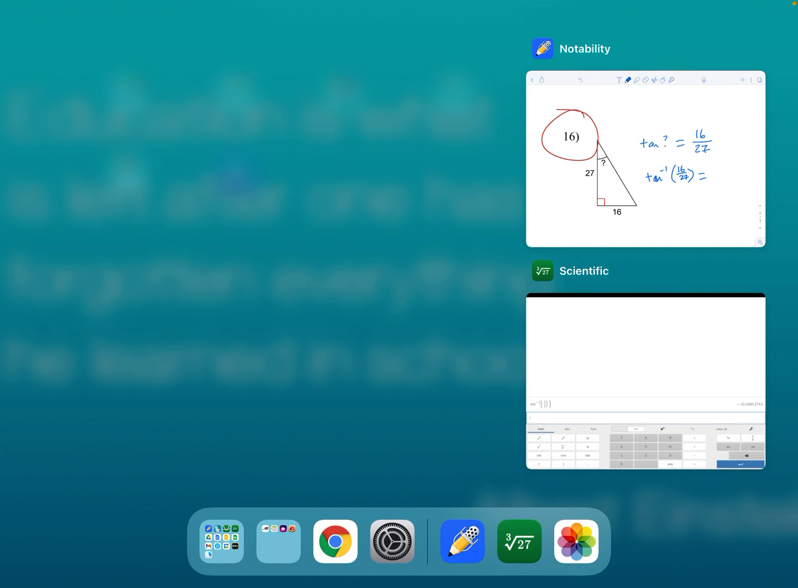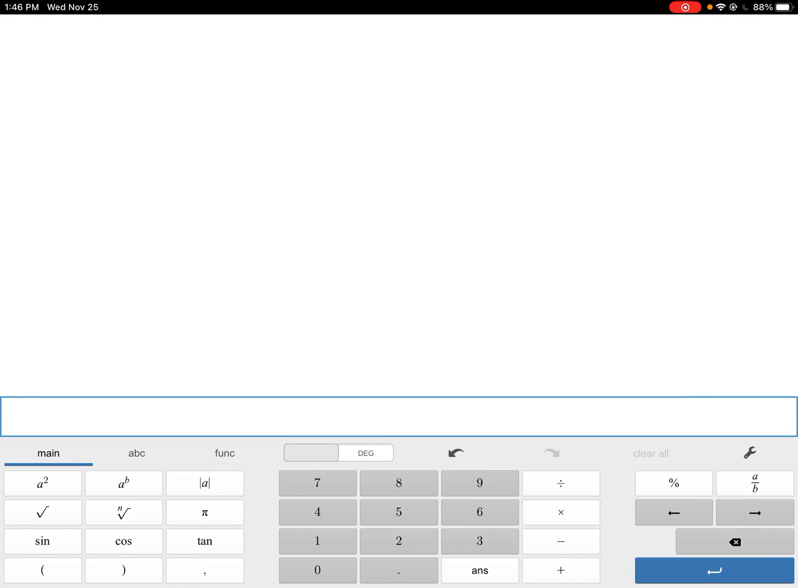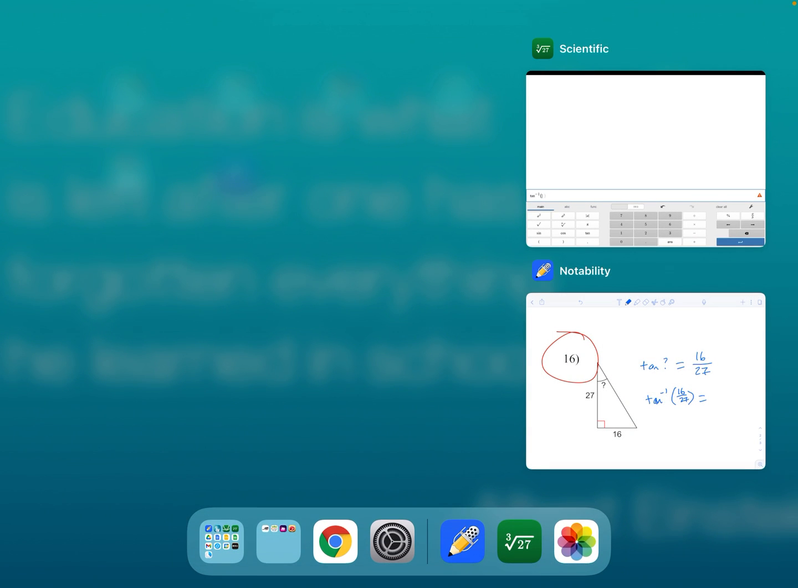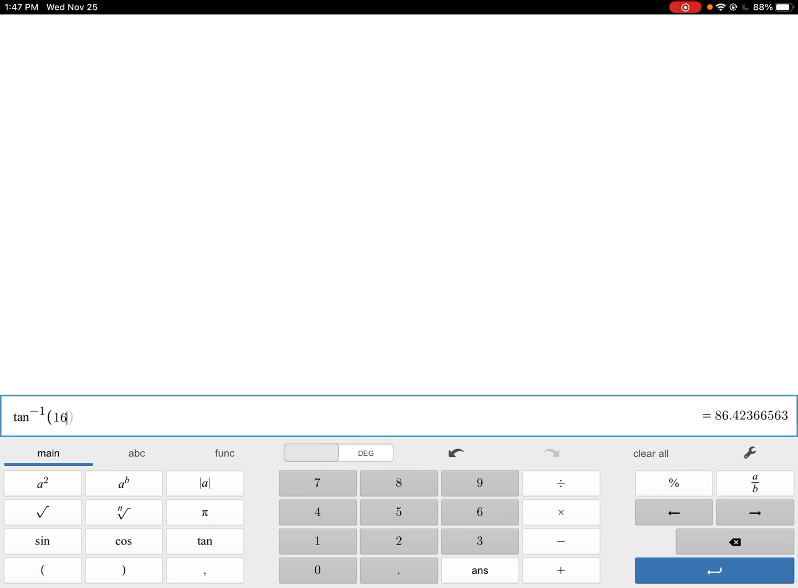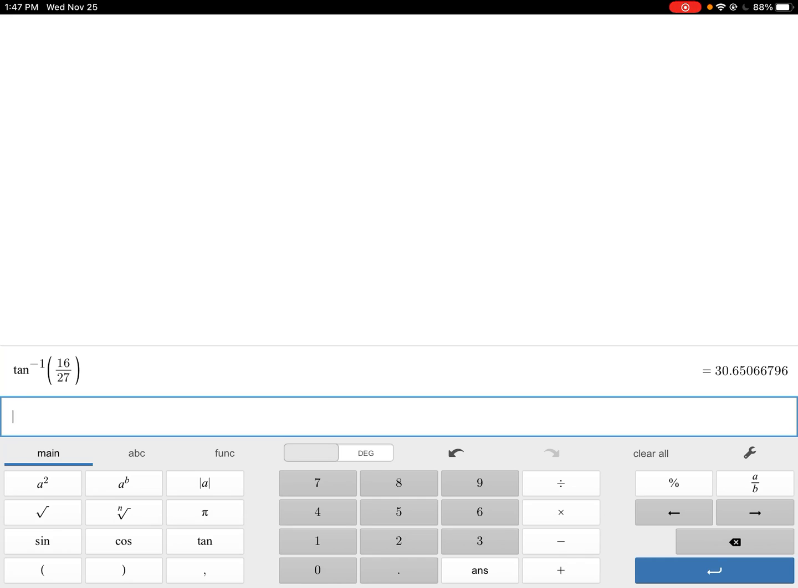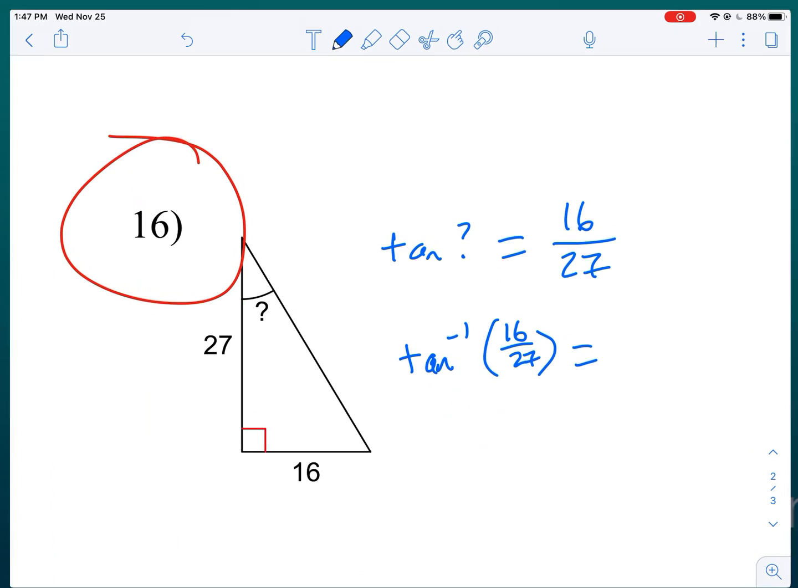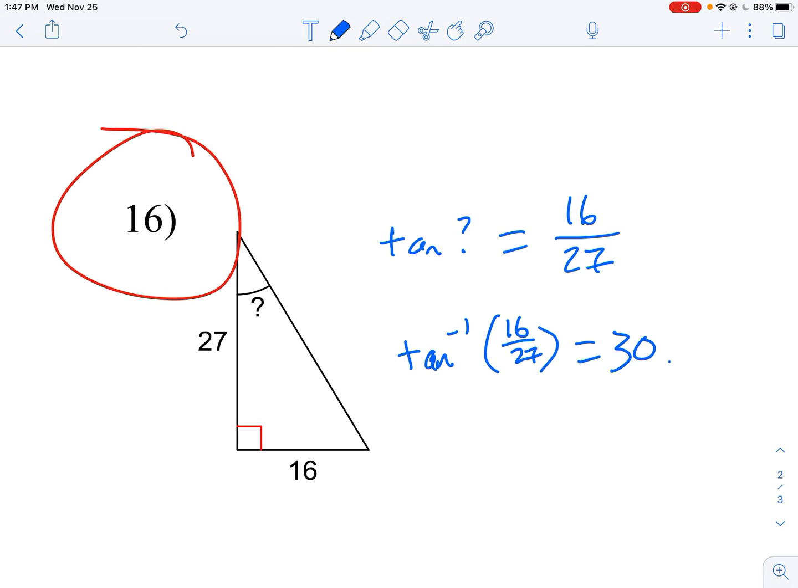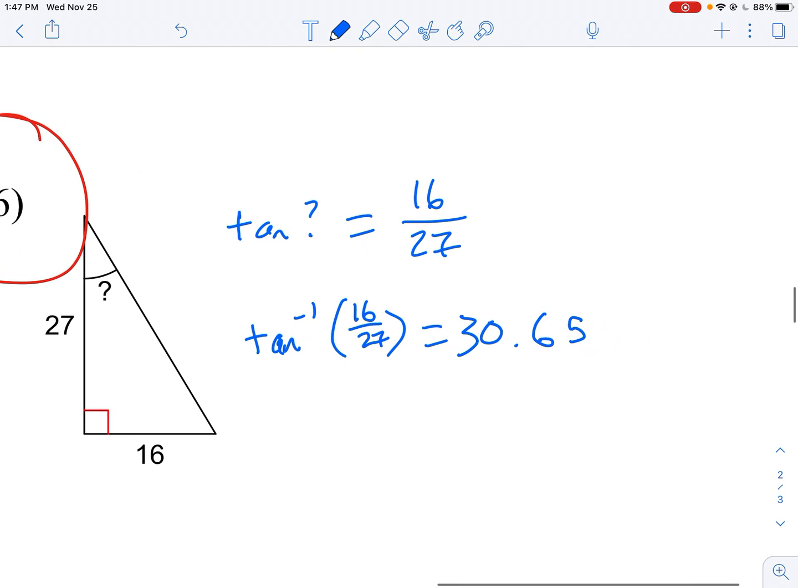So I'm going to jump over to my scientific calculator. You should pause the video, see if you can get it all by yourself. All right, I'm going to go to function, inverse tangent, and then, sorry, I forgot what the numbers were, 16 over 27. So 16 divided by 27. I'm going to close that parenthesis there. And on the right side, I got 30.650667. And so I'm going to go here. I just forgot the number. 30.65, and it keeps going.